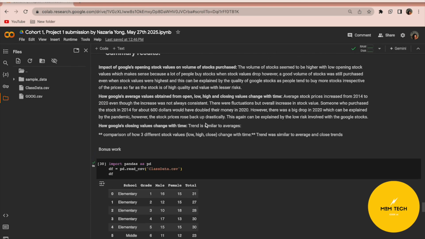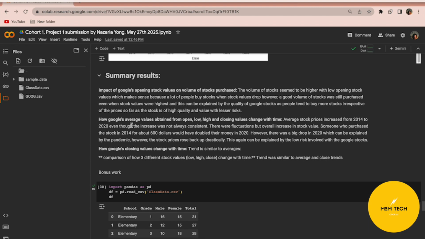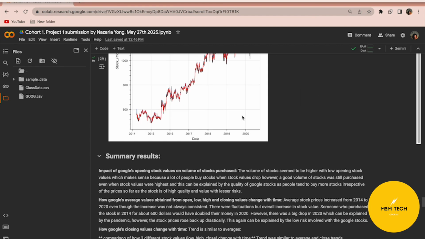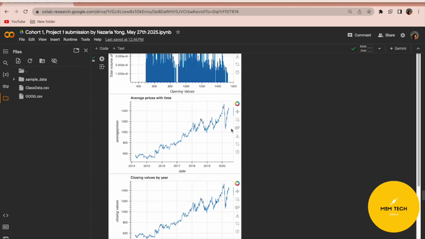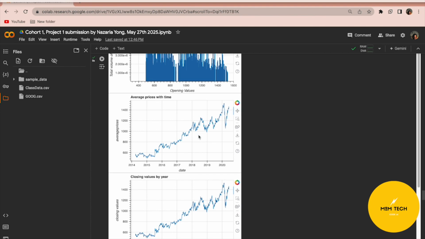My second question was to find out if Google average values, how they change with time. And again, from this average price graph, you can see that yes, they do increase with time. The increase is not steady. There are fluctuations along the way. The stock was hit by the pandemic. There was a drastic drop, but again, a drastic rise to about the same value. So my conclusion was again that Google stock is a very good stock to invest in if you're looking to invest, because of that increase in value throughout the years.